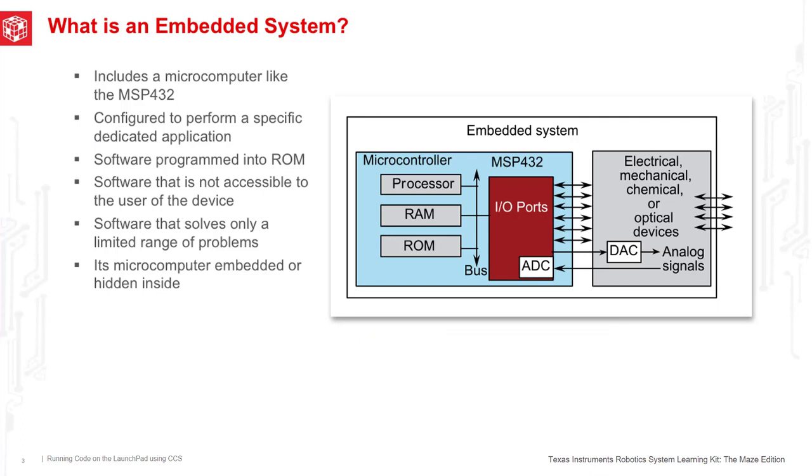So what is an embedded system? An embedded system is a system that has a number of components. One of those components is going to be the microcontroller, or the MSP432 in this case. And it's going to have electrical, mechanical, chemical, sensors, circuits. Altogether, the hardware and software is going to solve a specific purpose. In other cases, we might be racing, we might be solving a maze, we might be following a line. The entire system will be dedicated for a single purpose, and all the components will work in synchrony with each other in order to solve that problem. The software is not going to solve every problem in the world, but that particular problem. And the word embedded just means it has a microcontroller hidden inside.